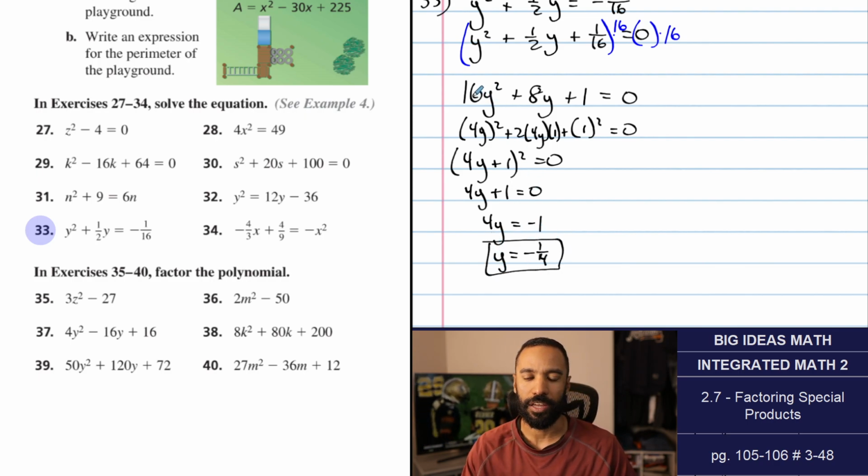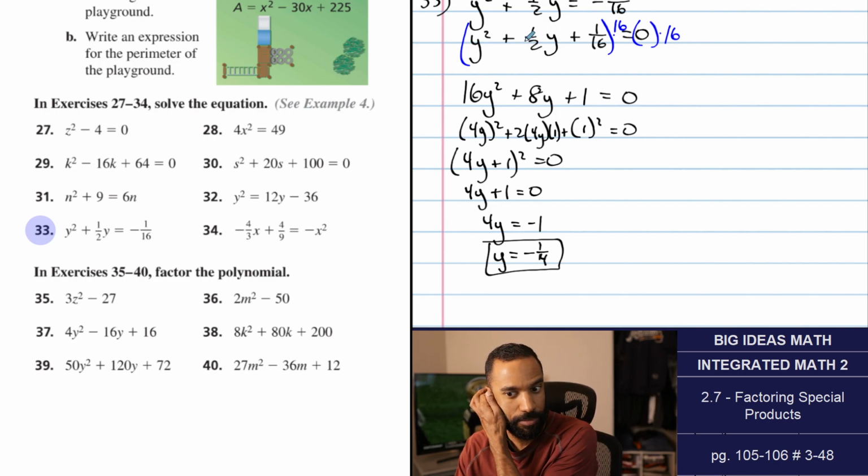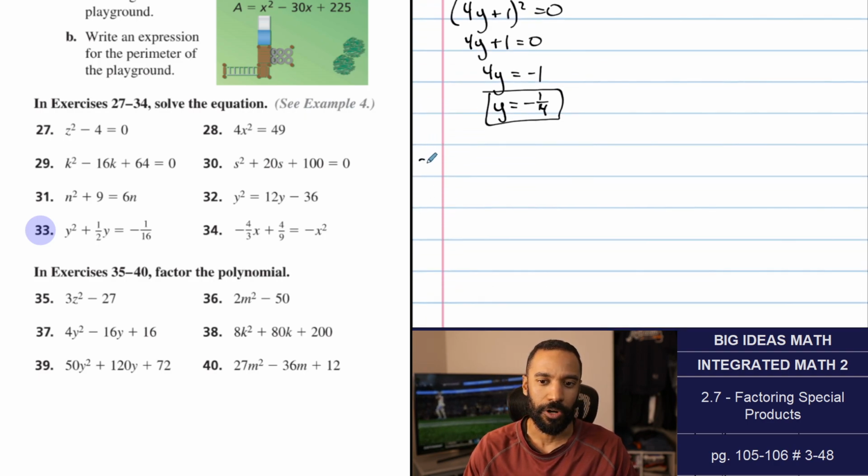Now, I could have gone without the multiplying by 16 aspect and treated this as y plus 1/4 quantity squared, but you'd have to know that 16 is squaring 1/4 and 1/2 is doubling y times 1/4. So it's possible. I think I did it in my notes, but in the earlier lecture portion. But that's what we're doing. And let's do the same thing on number 34, apparently.